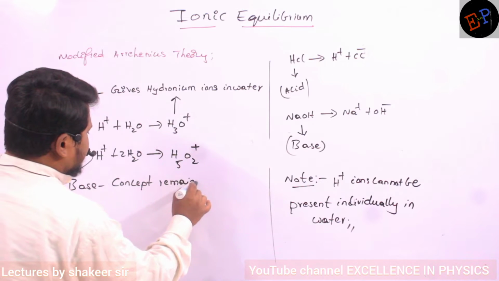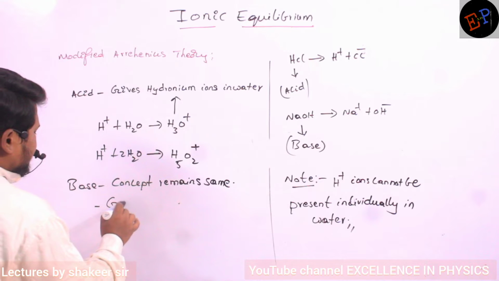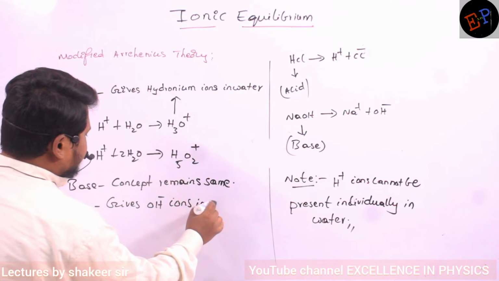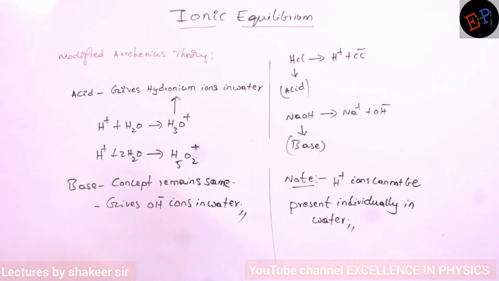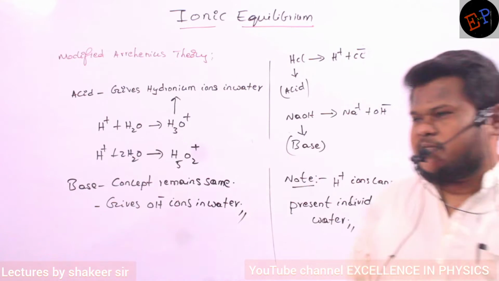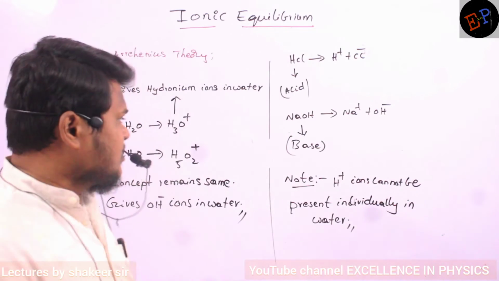For the base, the concept remains the same. What is meant by the concept remaining the same? It gives OH minus ions in water. Are you able to understand, ma? So this is called the modified Arrhenius theory. Just H plus reacts with water to form the hydronium ion. That's it. Are you able to understand, ma?